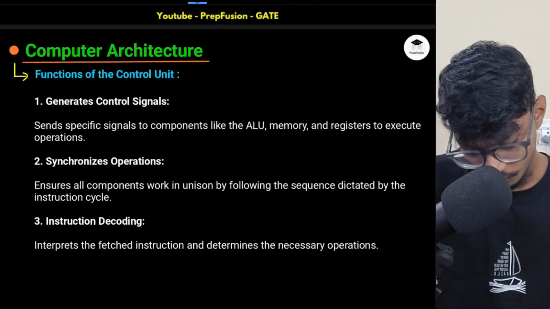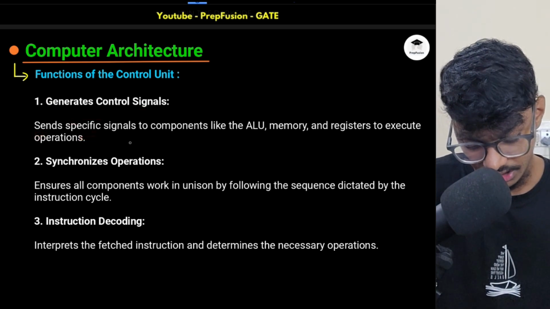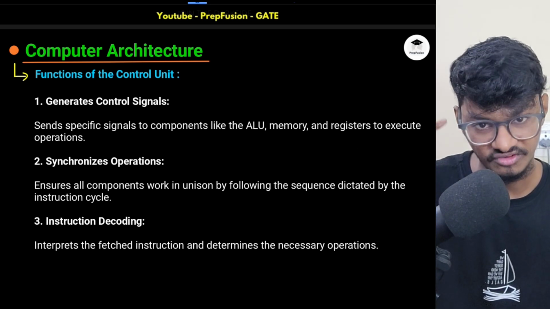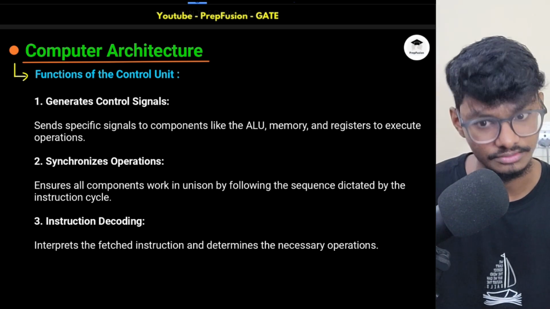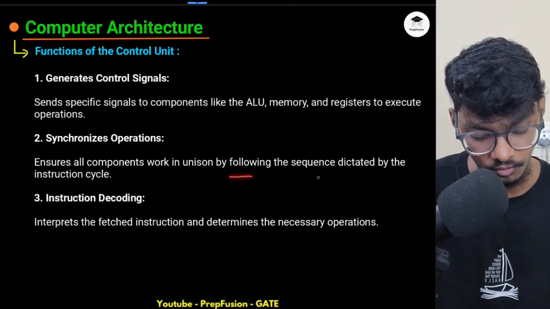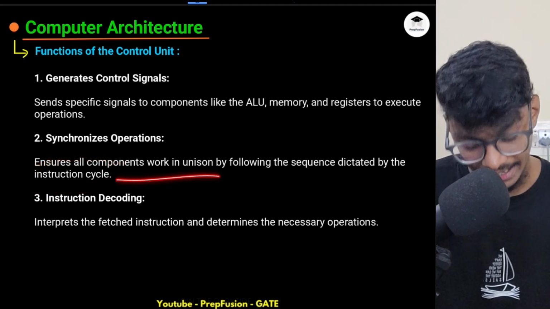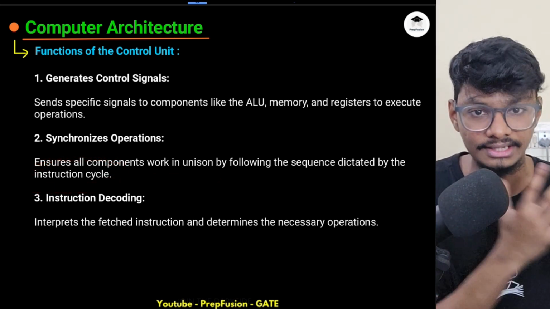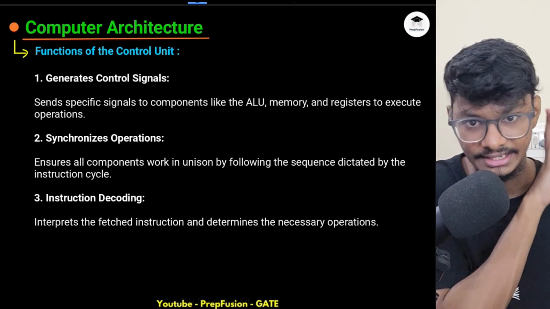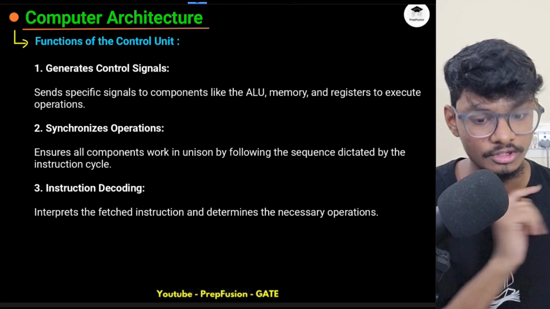So what is the function of a control unit? It first of all generates control signals, sends specific signals to components like ALU, memory, registers to execute operations like data in, data out, perform addition, perform division. It will send the control signals. Synchronize operations: ensures all components work in unison by following the sequence dictated by the instruction cycle. So it has to synchronize everything, right? So that I get the result at the correct timing. It's not like I have loaded some value in temp 1 10 cycles back, and after 10 cycles I am performing addition. So temp 1 can store some other value, so I have to synchronize everything.